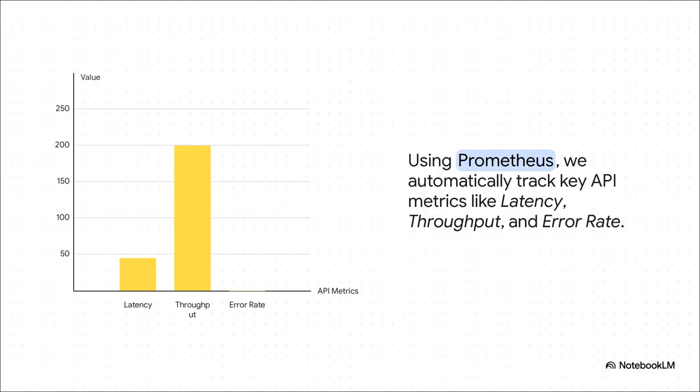And finally, observability. We need to watch our service's vital signs in real time. By using tools like the Prometheus operator right inside Kubernetes, we can automatically track the key metrics for our API. Things like latency, how fast is it? Throughput, how many requests is it handling? And the error rate. This tells us instantly if something's starting to go wrong.